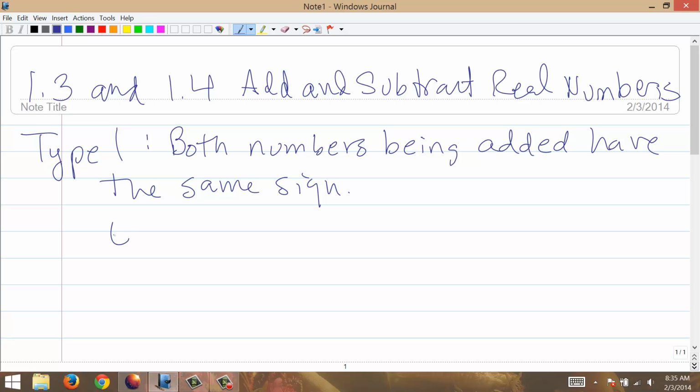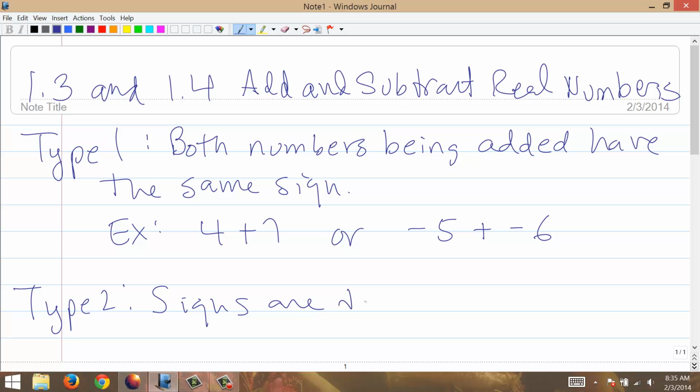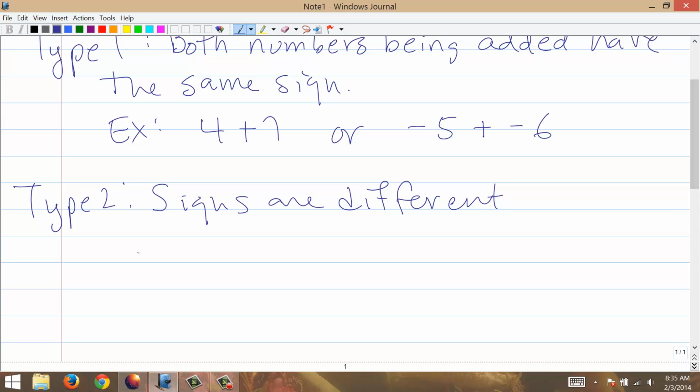So for example, 4 plus 7, because both of them have positive signs, or negative 5 plus negative 6, in which case they both have negative signs being added together. So type 2, of course, will be if the signs are different. So again, for example, 3 plus negative 5 or negative 6 plus 8.